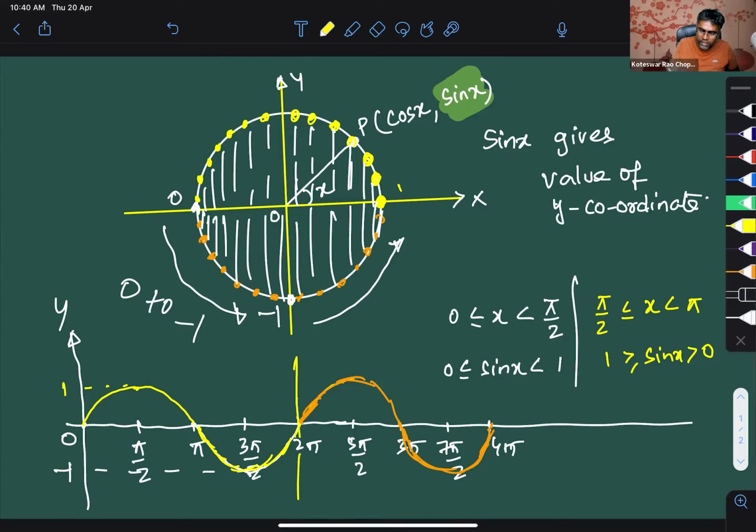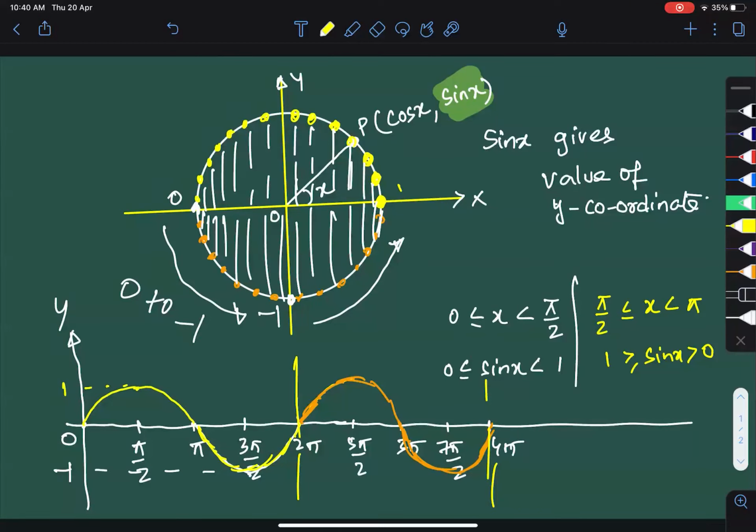What is the meaning of period? It is the minimum input values, here the x values, that you need to check so that the pattern repeats itself, so that the output values are the same. Okay, are you okay? Yeah, sir. Okay. Got it.